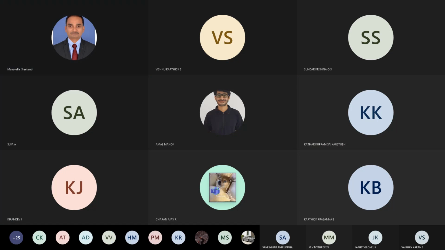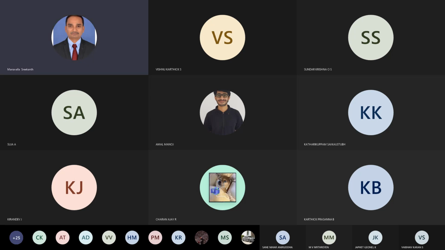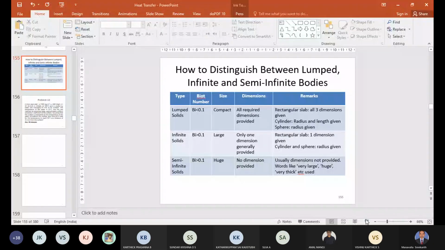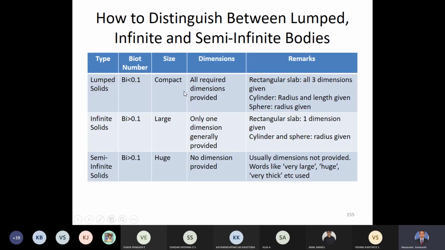One-dimensional transient heat conduction system that is in our syllabus is what is called the semi-infinite body. The typical nature of a semi-infinite body is something like this. Let me show my screen. I'll share my presentation. So you see here, I have put these points together so that when a problem is posed to you and you understand that it is a transient conduction problem, but you don't know whether it's a lumped, infinite, or semi-infinite solid, you can use this table to roughly tell whether it's an infinite solid or a semi-infinite solid.